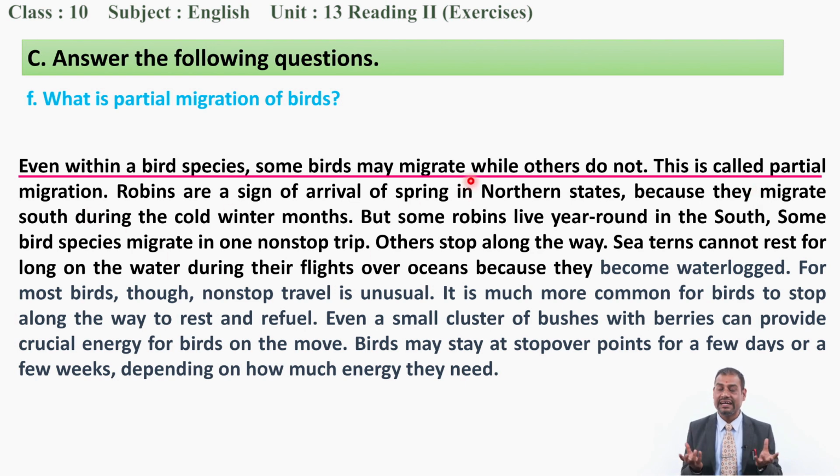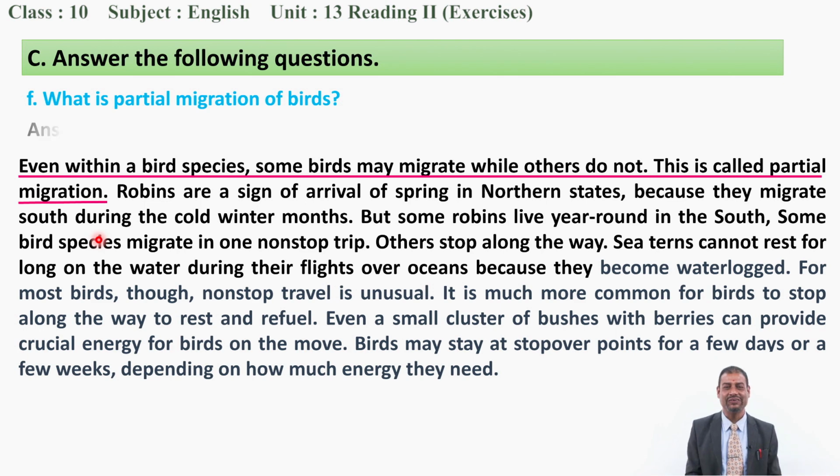So, it is a reorganization type of question. You have to generate the ideas from these two lines. So, the first line gives us a clue. See, even within a bird species, some birds may migrate while others do not. So, within the same type also, some birds like to migrate, some birds don't like to migrate. And this is what we call partial migration. Okay, your answer is here. So, what can be your answer? All of you tell me. You can tell me orally now, and later you can write it down in your notebook. So, what is the answer?